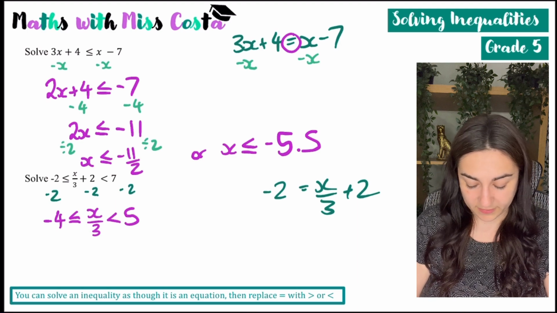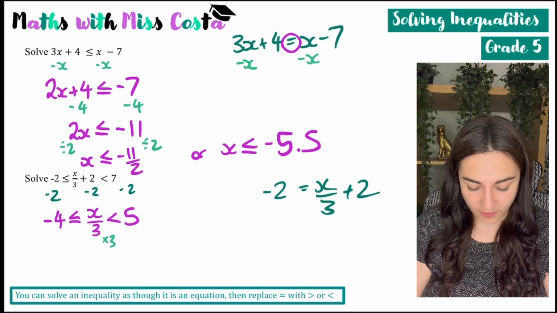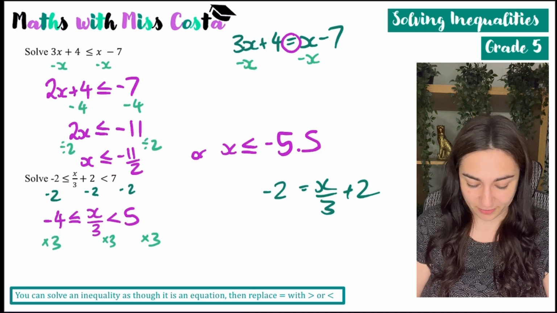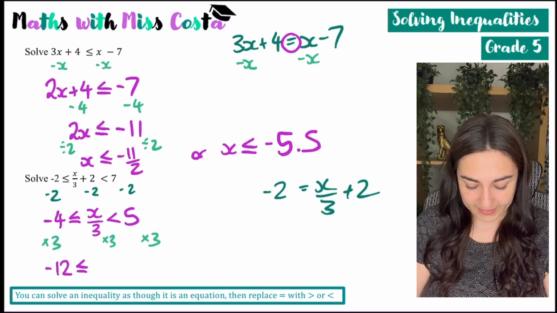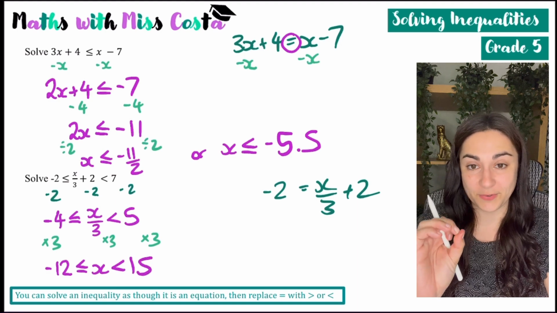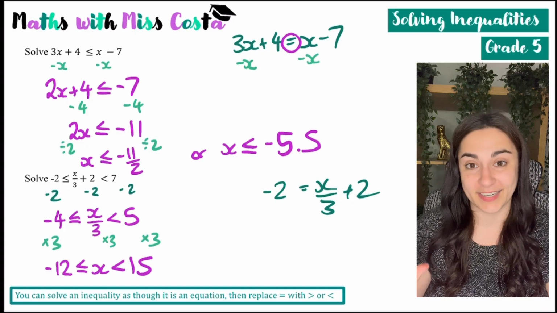Next step, what would I do if it was a normal equation? I would times both sides by 3. So now I just have to multiply all sides by 3. So that'd be minus 12 is less than or equal to x, which is less than 15. And then you've solved it. You've got x in the middle and you've got integers on either side.